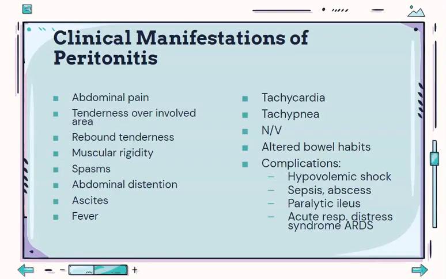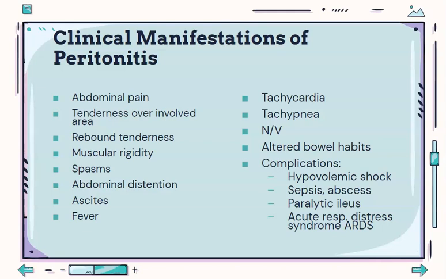What are some clinical manifestations of peritonitis? Abdominal pain is going to be the biggest component of peritonitis. They're going to have tenderness over the specific area involved, but it also can be some generalized abdominal pain depending on how severe the inflammation is.